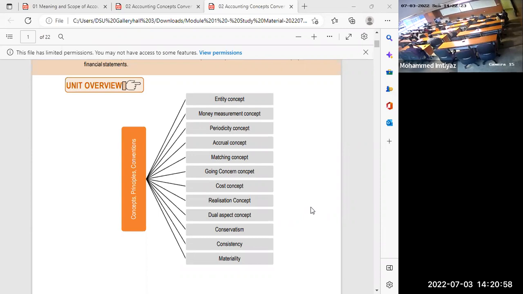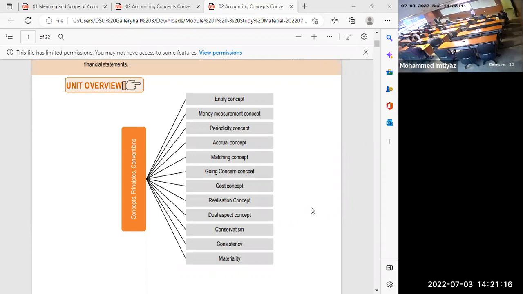Expenditure made but benefit not utilized. Both are called accrual. You have to be careful about these aspects before you find out your profit. Then only it can be a true profit. Any doubt in this accrual concept? If not, next one, matching concept.